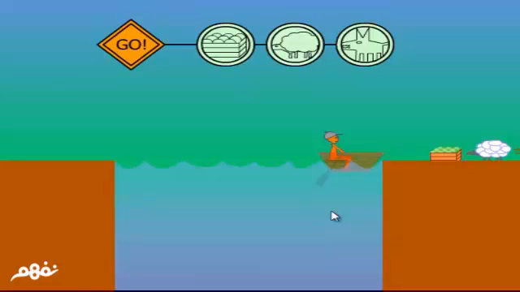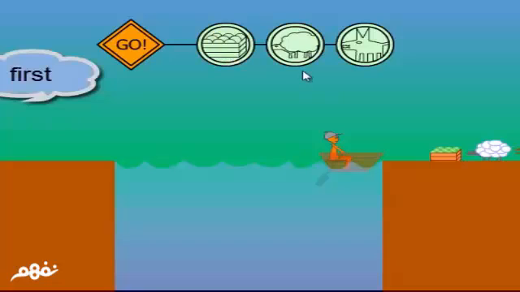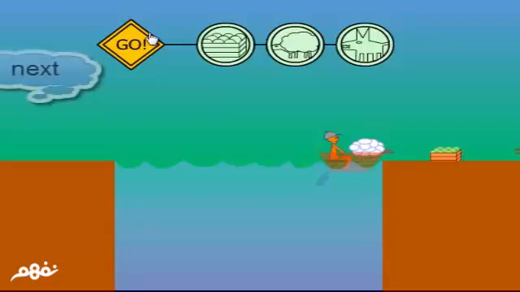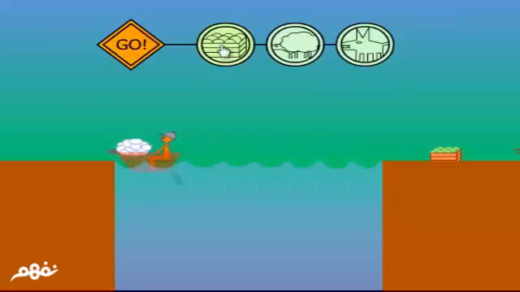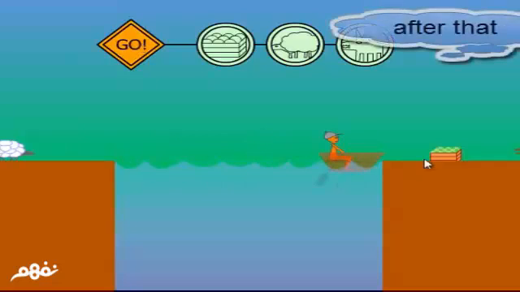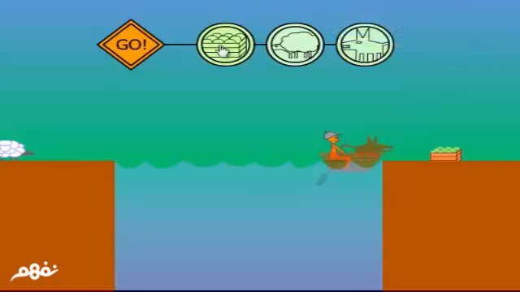Now it's your turn to tell me how I can play the game. First, put the sheep in the boat. And next, take the sheep to the other side of the river and leave it there. Then return to the cabbage and wolf. After that, put the wolf in the boat and take it across the river to the sheep.